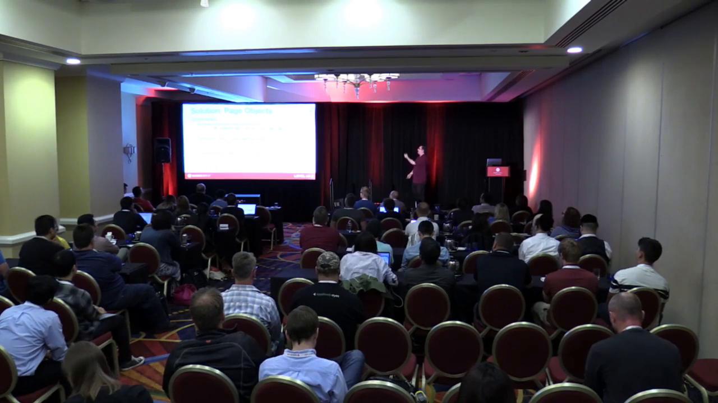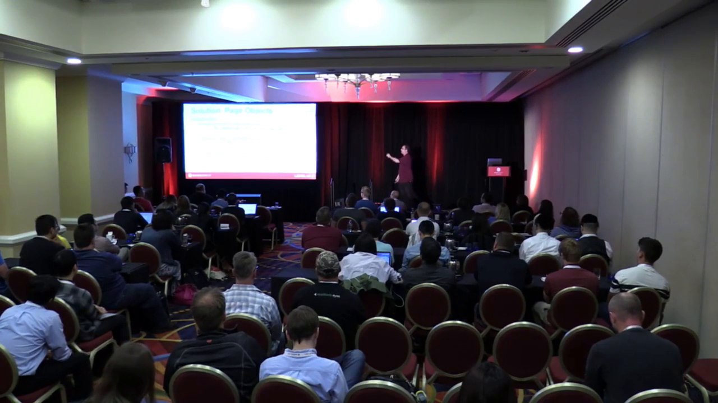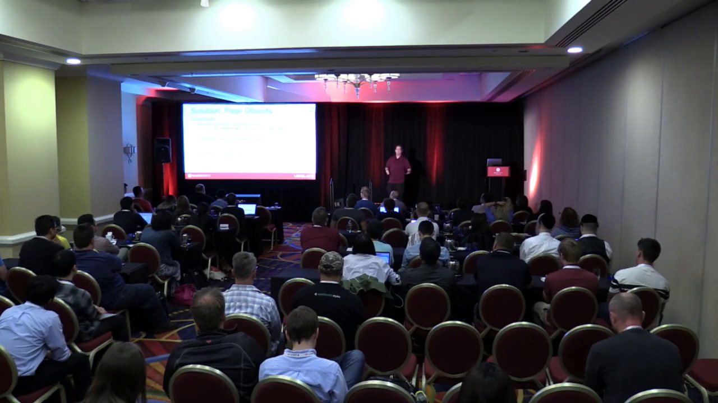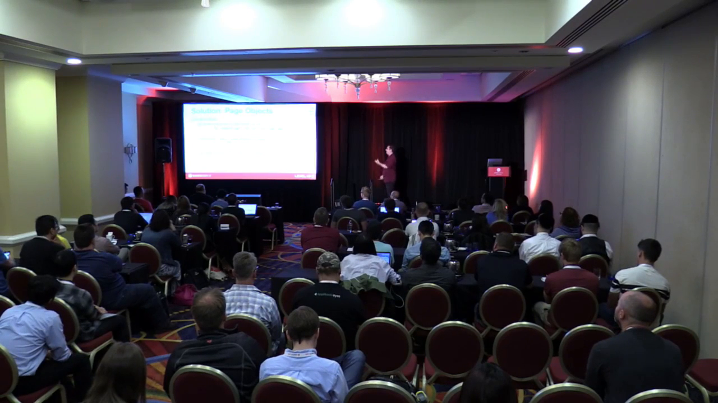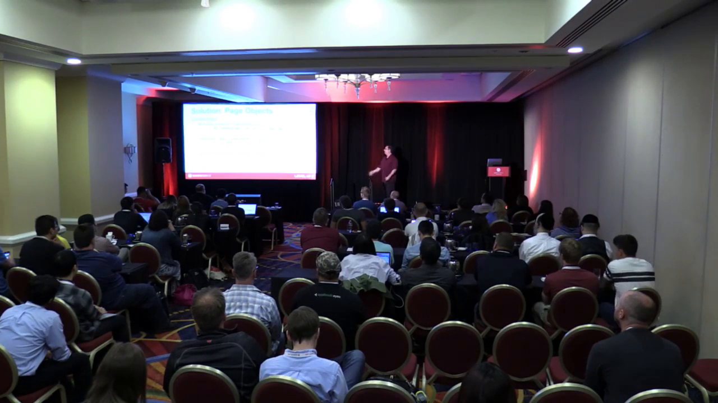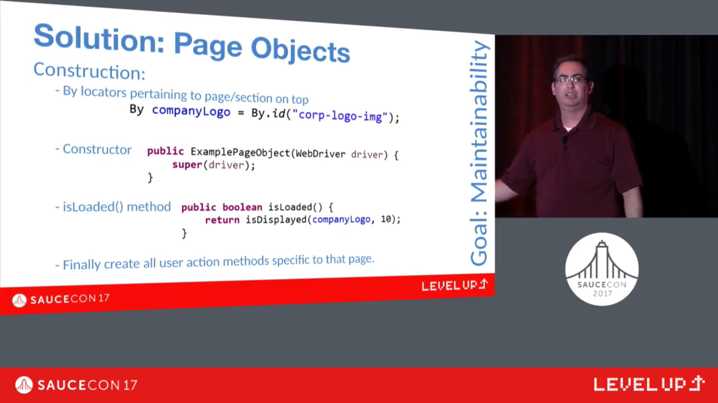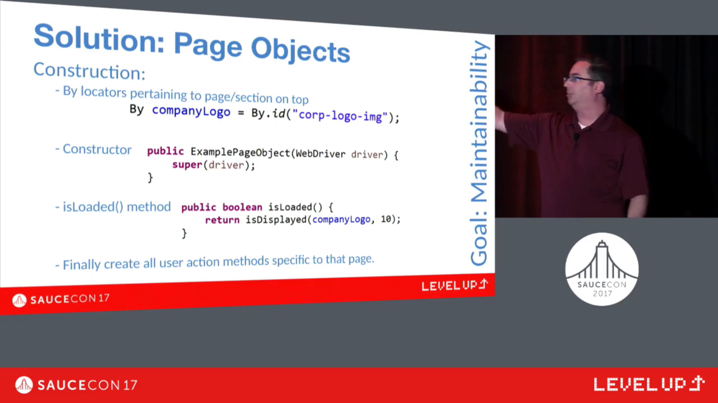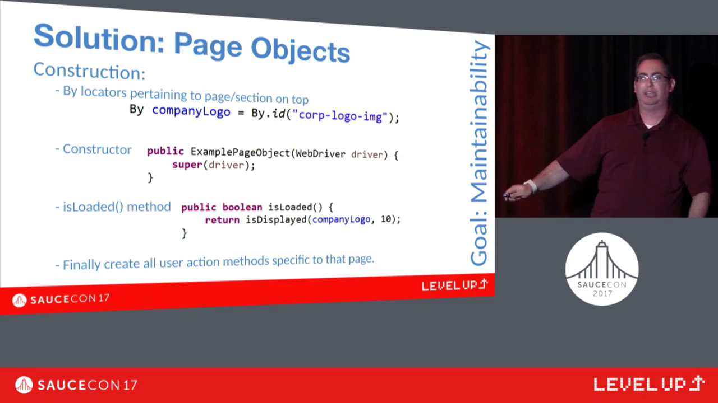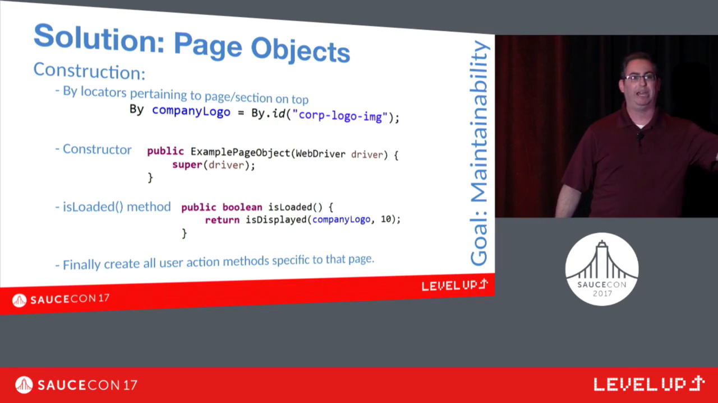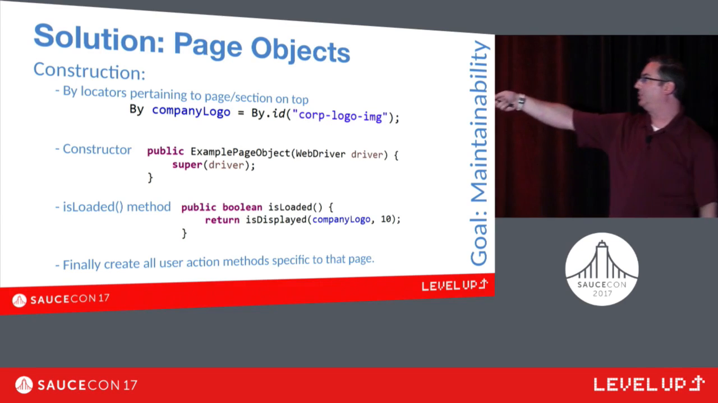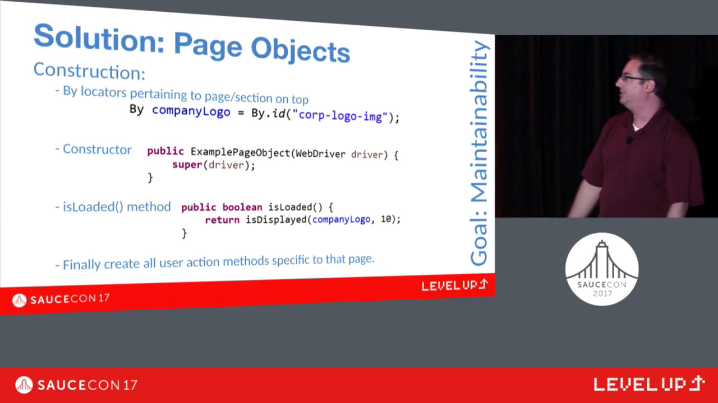PageObjects, I've found that when you use a construction similar to this, it makes the code really readable, really understandable. Everything kind of flows together. So the first thing you want to do is have all of your By locators up at the top of the page. Notice we're actually using the By locators. We're not using the page factory pattern where we have @FindBys and declare web elements. We're actually using the By locators themselves.